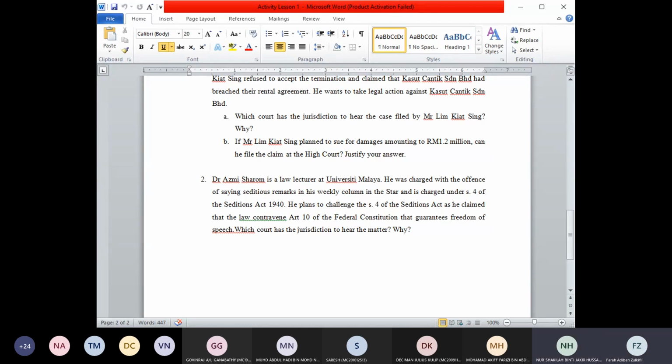Actually, almost. This is a real life story. If you Google, not all the facts are correct, but actually, Dr. Azmi Sharum is a real person, and he was under the offence of sedition under the Sedition Act. So when he was charged, the case was heard. I'm not sure whether in the Sessions Court or the High Court. But when you see the question states that he wants to challenge Section 4 because he said that Section 4 contravenes the Federal Constitution. So if you want to challenge a law saying that the law is against the Federal Constitution, you have to go to court.